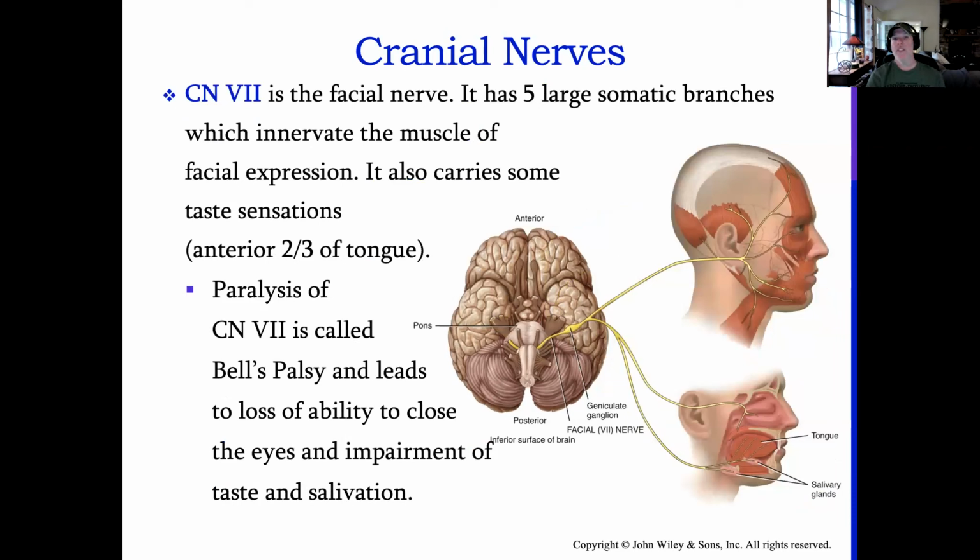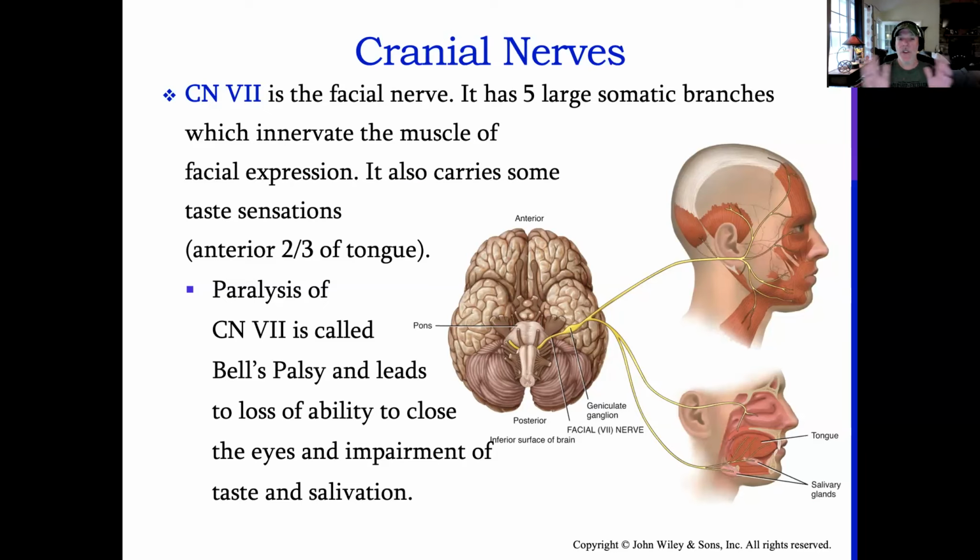Cranial nerve 7 is the facial nerve. The facial nerve is going to be the primary nerve we use for motor to the face. So cranial nerve 5, trigeminal, sensory to the face. Cranial nerve 7, motor to the face. But it does have some sensory function in that it carries taste sensations from the anterior 2/3 of the tongue.